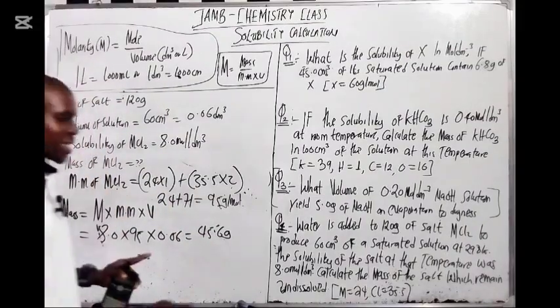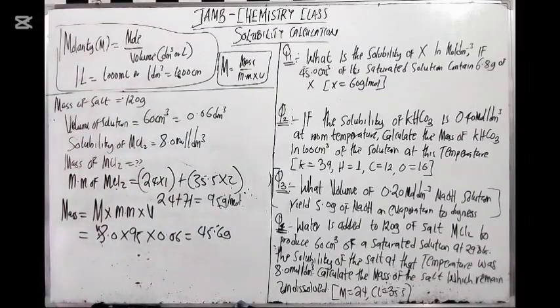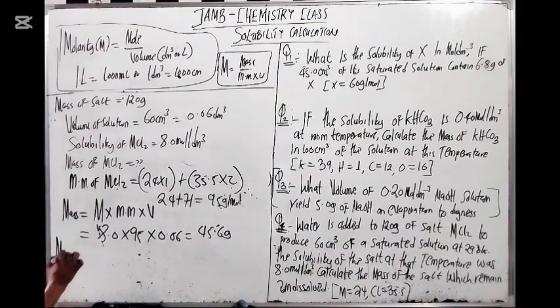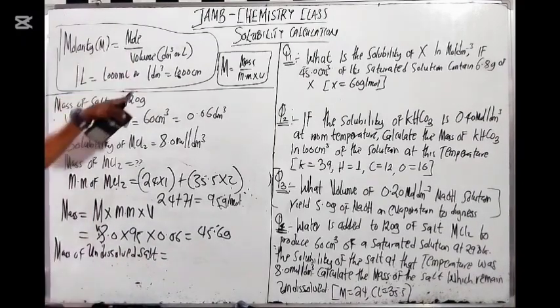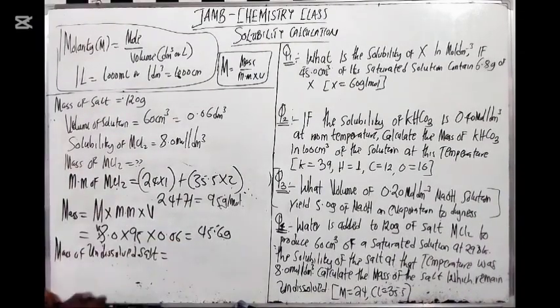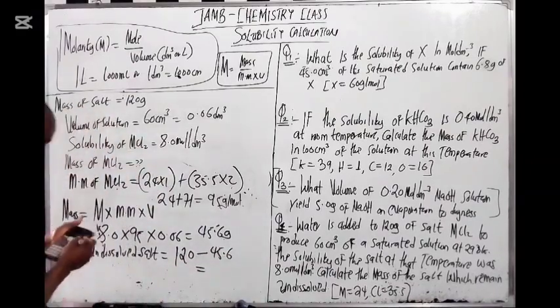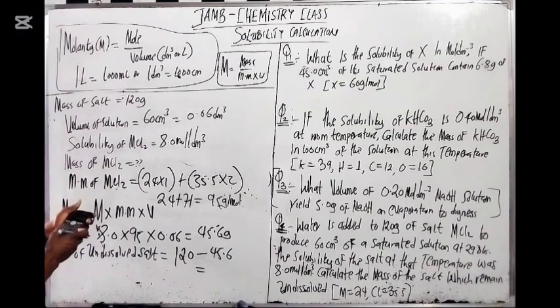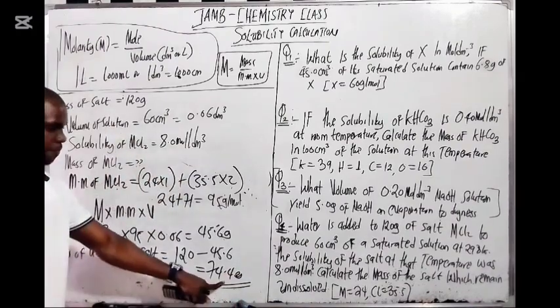But what they say is to calculate the mass of the salt which remain undissolved. So the mass of undissolved salt is going to be the mass of the salt minus the mass of the dissolved salt. The answer is going to be 120 minus 45.6. So 120 minus 45.6, here we have 74.4 gram. This is the answer.